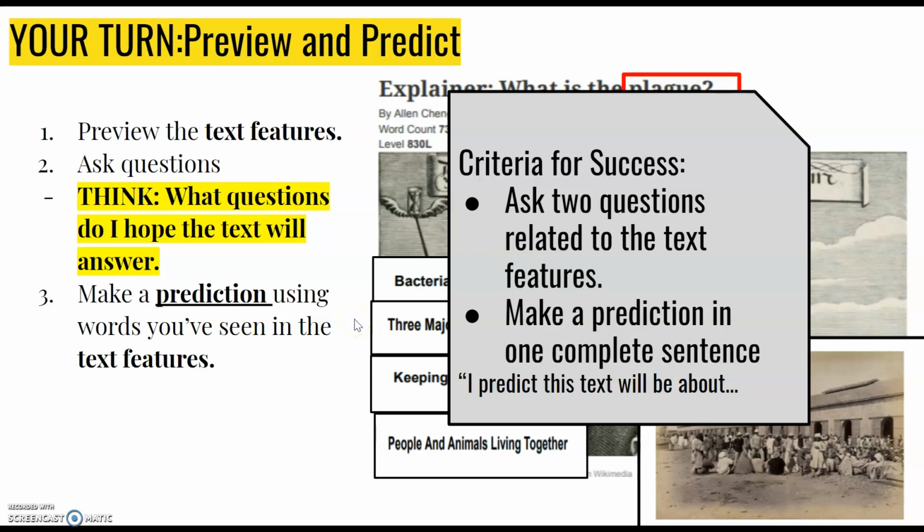Your criteria for success is that you are going to be asking 2 questions related to the text features. When I'm checking your work, I'm going to make sure that your questions are related to the text features, and you are going to be making a prediction in 1 complete sentence, and here's a sentence starter for you. You can say, I predict this text will be about. I'm going to go ahead and stop this video, and you guys are going to preview your independent reading for this week.